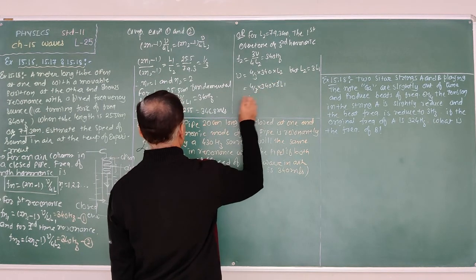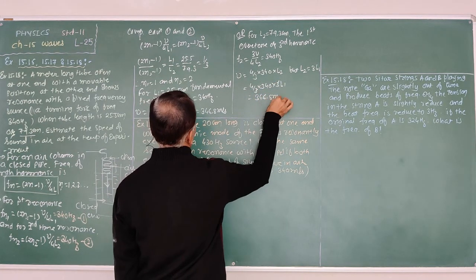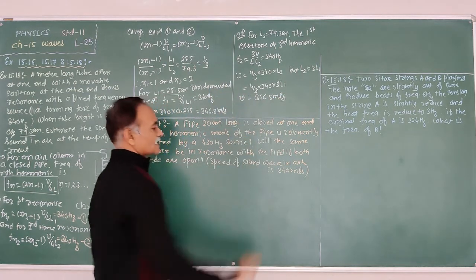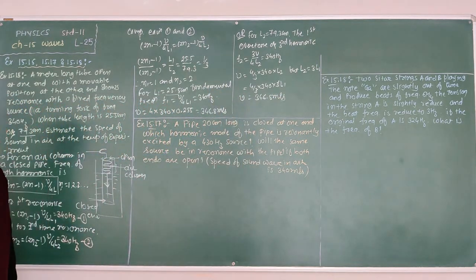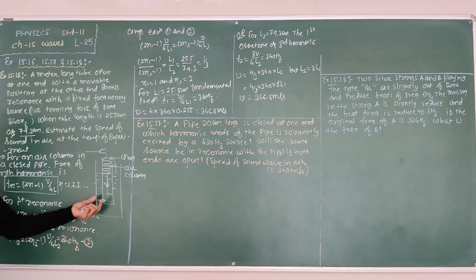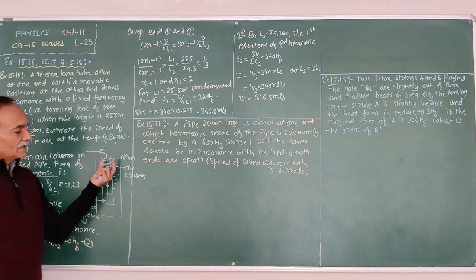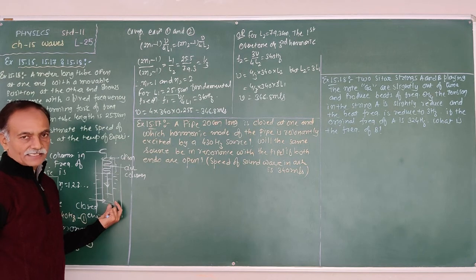3 cancel. Again, we obtain 346.8 meter per second. That is the speed of a sound wave in air. Actually, this experiment is in your syllabus, to find out the resonance in 11th standard, right?